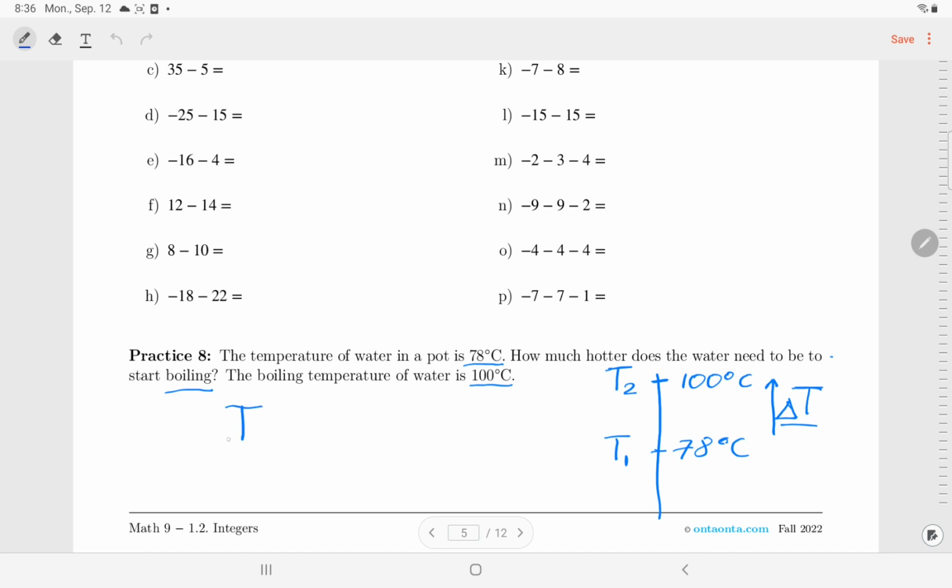So to find the difference in temperature, how much we have to increase the temperature, we can take the final temperature and subtract the temperature that we start with. So T2 minus T1, that's 100 minus 78 degrees Celsius. So we need to increase the temperature by 22 degrees Celsius. Notice that the sign is positive because we have to increase the temperature. That means that the equation makes sense.